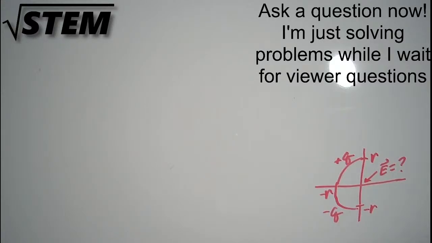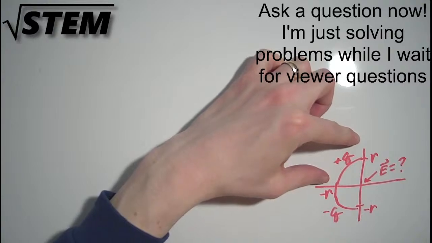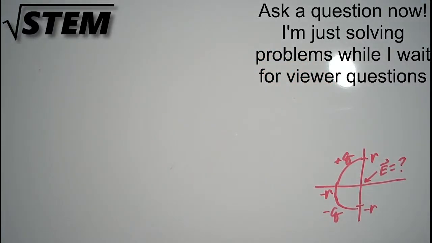So we have a half circle here. On the top half of this half circle, there is a uniform, linear charge distribution of plus q across its arc length. And on the bottom we have negative q distributed across that quarter circle. And we need to find the electric field at the origin. Okay, this should be fun.